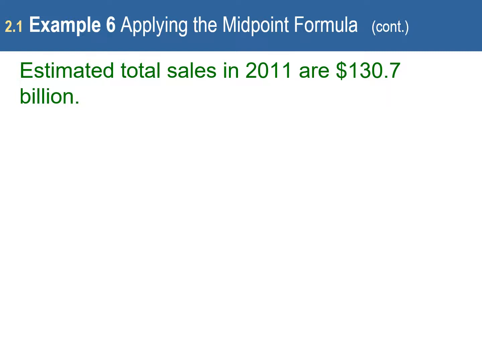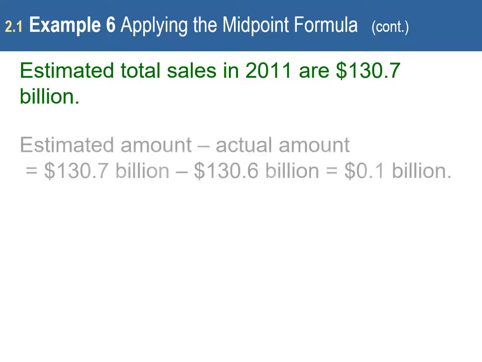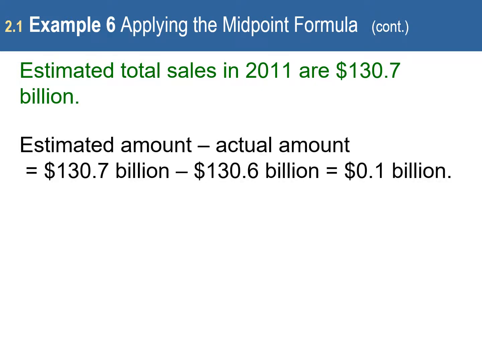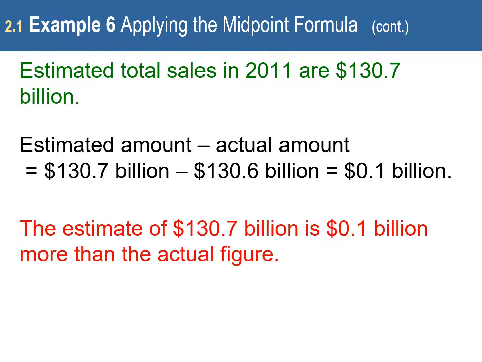So the estimated total sales in 2011 were 130.7 billion, but the actual amount was 130.6 billion. So it is off by 0.1 billion dollars. So this was actually a pretty close estimate.